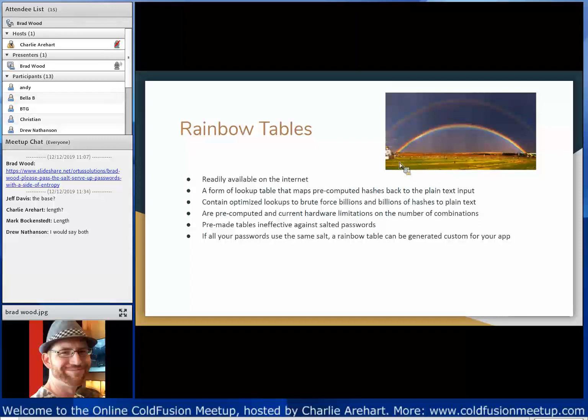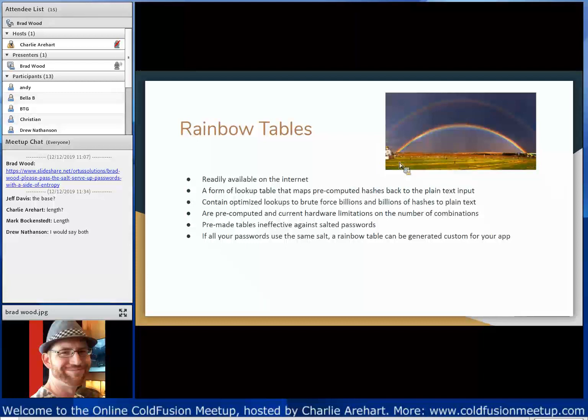It's your job to stay out ahead of the hackers, right? You have to keep enough entropy in your passwords that you're dangling the carrot so far out, current hardware won't allow them to brute force it. Pre-made tables are basically ineffective against salted passwords.